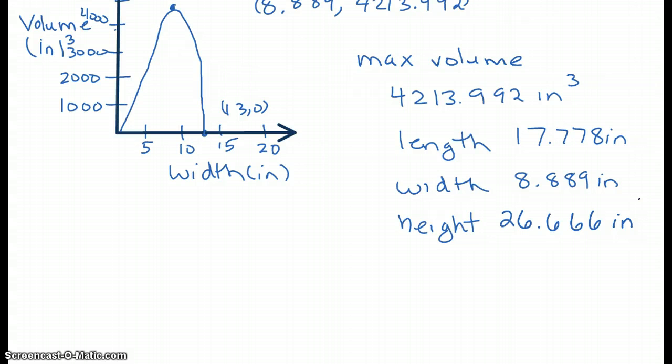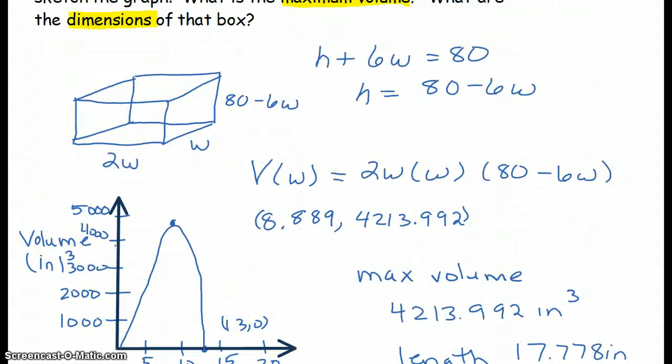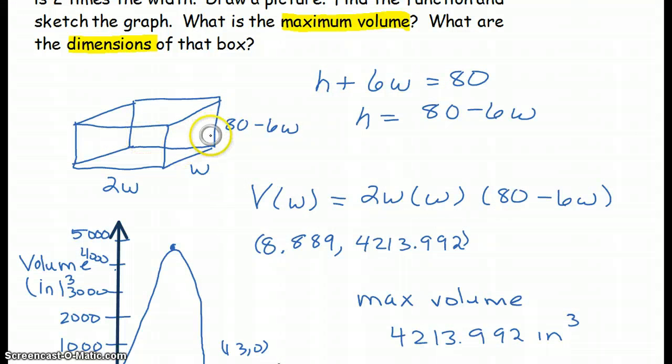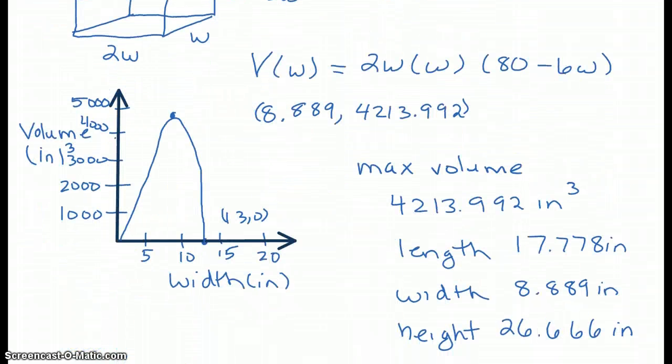So basically, it's kind of like the quadratic problems that we've done earlier. You're going to first of all start by drawing yourself a picture to figure out what's going on. Then you're going to label your length, width, and your height. Then you're going to write your function. Then you're going to graph it to find the maximum value. And then you're going to go back and use that information to plug it in and find the length, width, and the height.